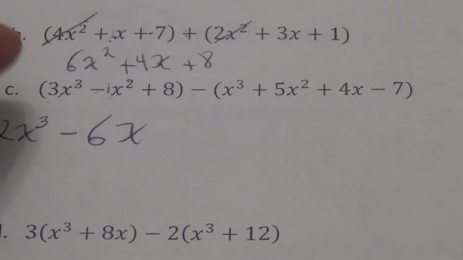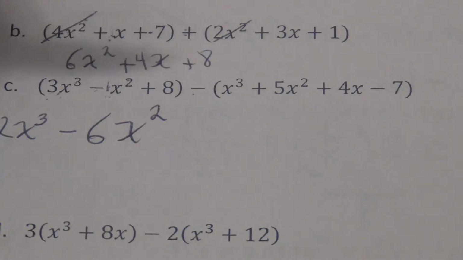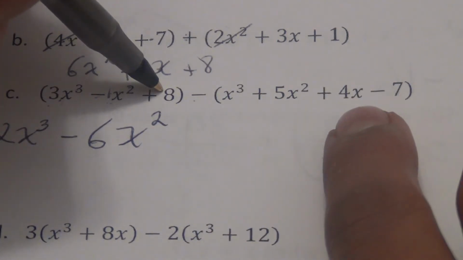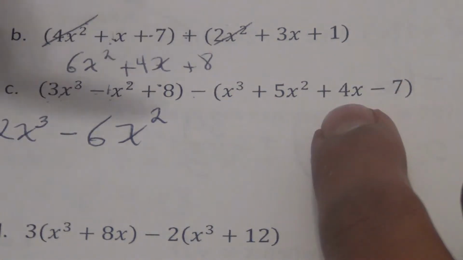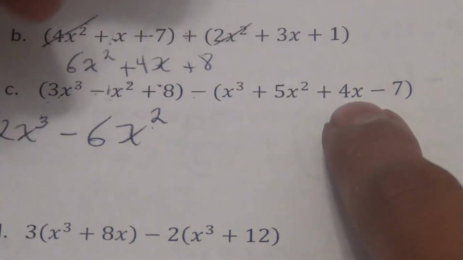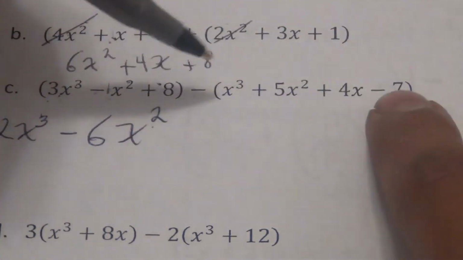So this is negative 6x squared. Now we have 8 minus, we got x to the third, we got x squared. 4x goes with nothing. 4x goes with nothing.